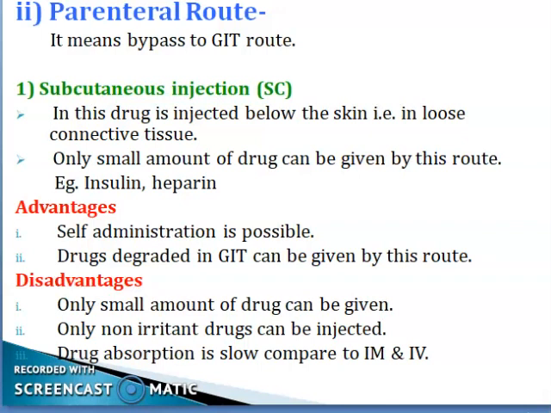The next one is that drug absorption is very slow compared to intramuscular and intravenous injection. Compared to intramuscular and intravenous injection, the absorption of the drug is very slow in the subcutaneous route. Why? Because in the intramuscular or intravenous route, we give the drug directly into the bloodstream, or it provides more surface area for absorption, and it goes directly into the bloodstream. That's why compared to the intramuscular and intravenous routes, drug absorption is slow in the subcutaneous injection.